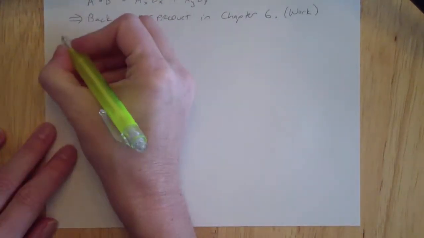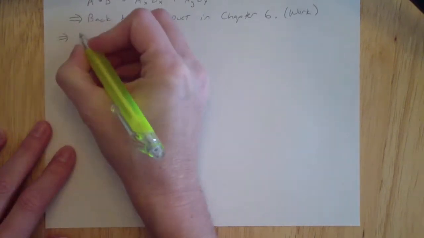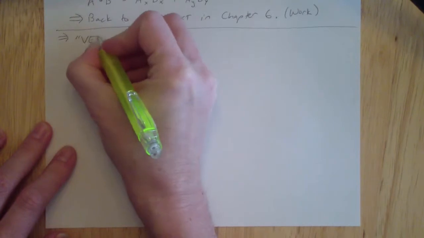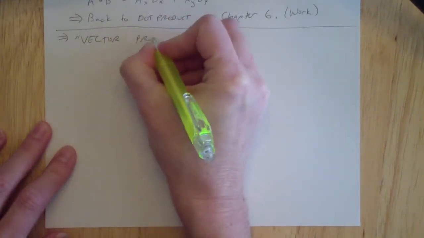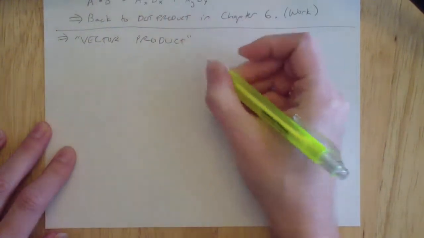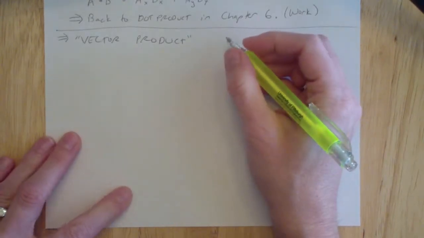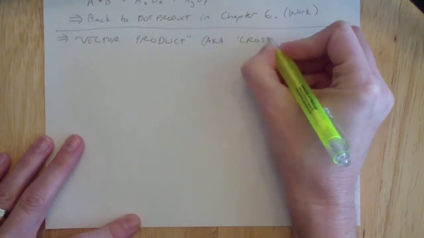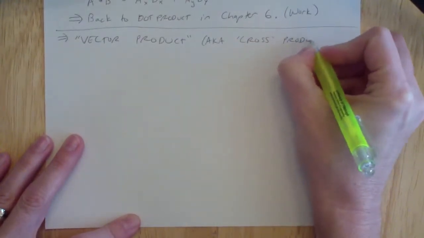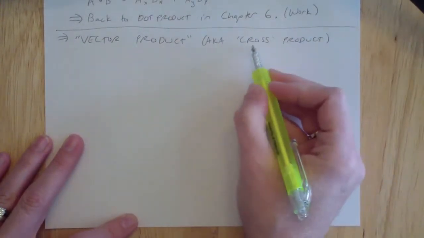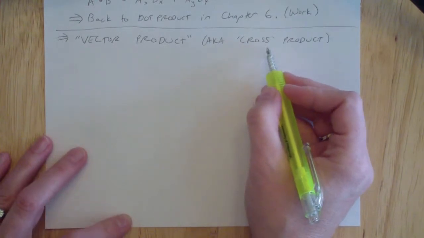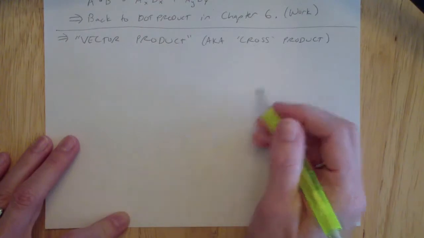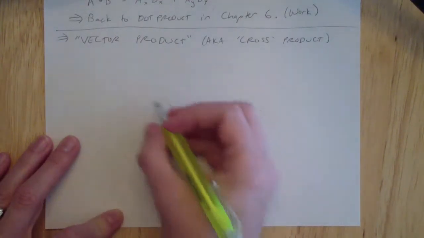So here we can say that we have the next kind, which is called the vector product. And the vector product is also called the cross product. And the reason it's called a cross product is because, again, that's the symbol. So this is what it ends up being, and then that's the symbol, and both of those are commonly used.